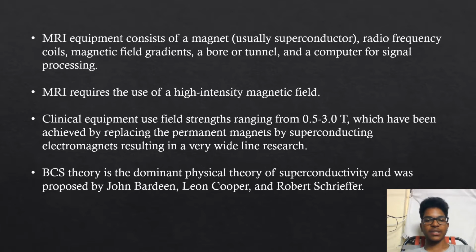MRI equipment consists of a magnet, usually superconducting, radio frequency coils, magnetic field gradients, a bore or tunnel, and a computer for signal processing. MRI requires the use of a high intensity magnetic field. Clinical equipment uses field strengths ranging from 0.5 to 3 tesla, which have been achieved by replacing permanent magnets with superconducting electromagnets, resulting in a very wide line of research.